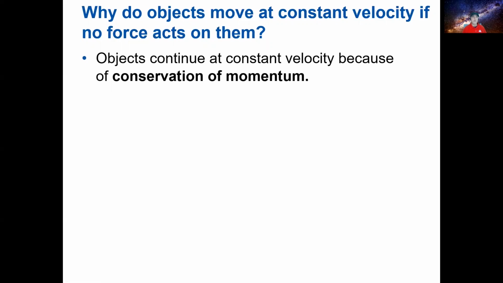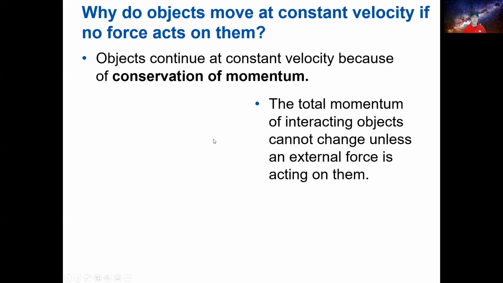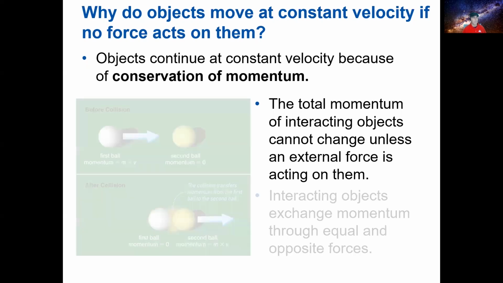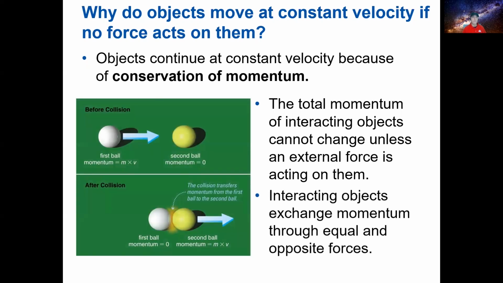As we saw from Galileo's experiments, objects in motion tend to remain in motion unless a retarding force will make them stop. But Galileo did not explain why that happens. Today, we know that this happens because of conservation of momentum. The total momentum of interacting objects cannot change unless an external force is acting on them. These interacting objects exchange momentum through equal and opposite forces.